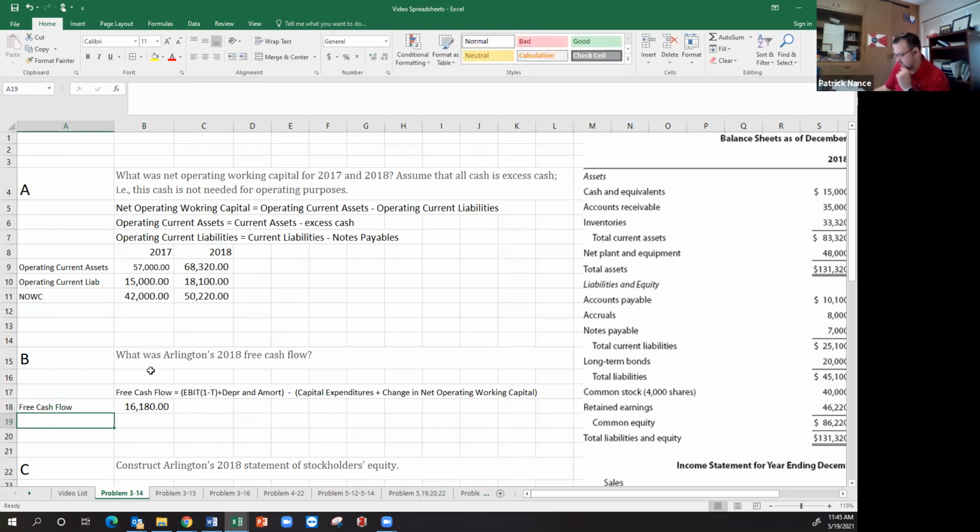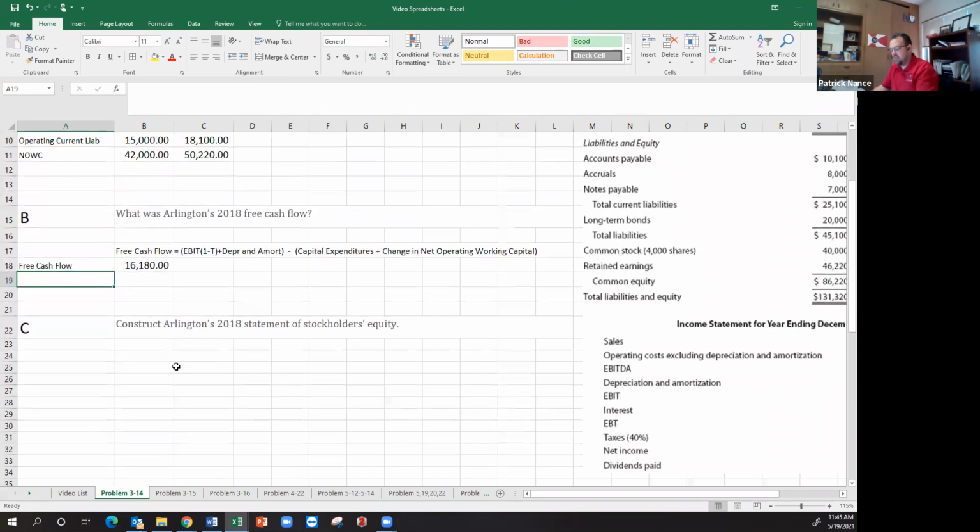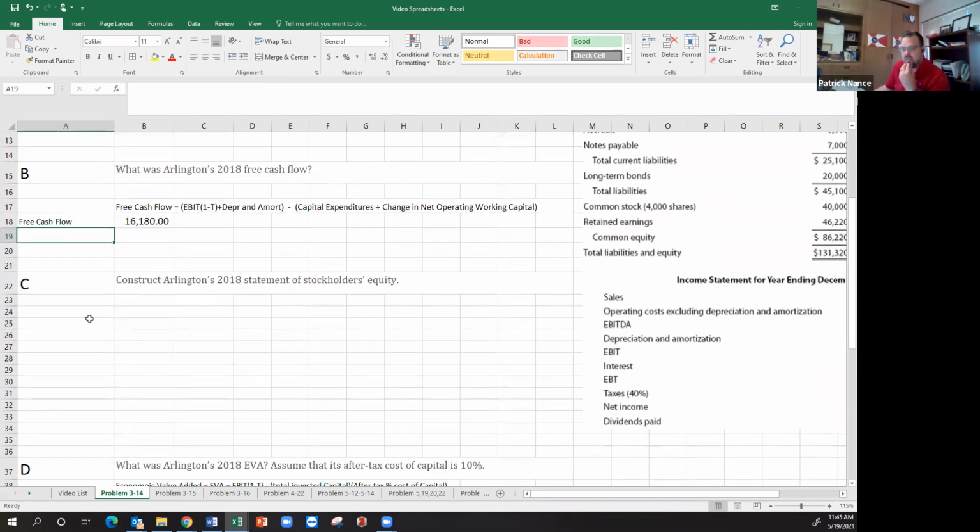Okay, so that's part B, that's free cash flow. Okay, C says to build a statement of stockholders' equity. So the way we always build a statement of stockholders' equity is we start with the prior year's beginning balances, and then we show the changes that have occurred over the year.